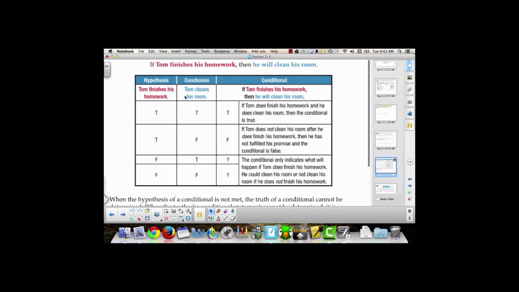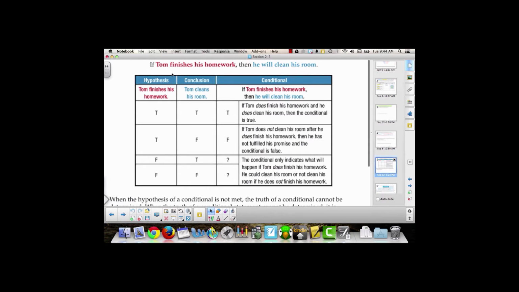Now we're going to talk about truth values of conditionals. This can get kind of confusing, so please make sure you pay close attention and re-listen to this video if you need extra help. When the hypothesis of a conditional is true and the conclusion is true, that makes the statement true. For example, if Tom finishes his homework, then he will clean his room.